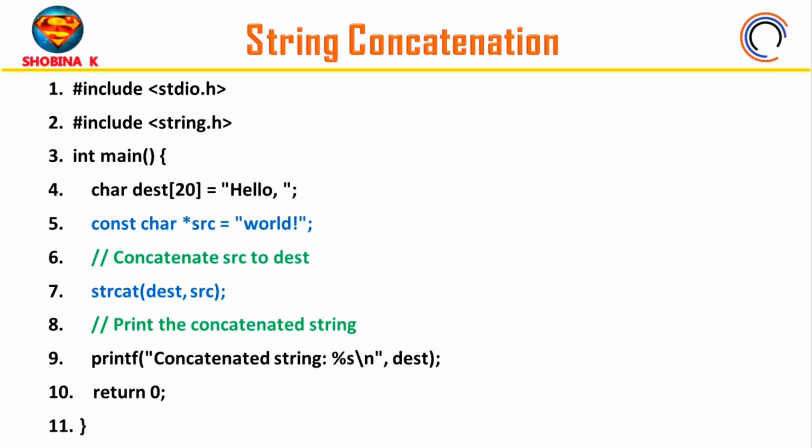The next part is concatenation. The strcat function is called here, which will concatenate the source string to the end of the destination string. The content of src will be appended to the end of dest. Then we print the results. The concatenated string stored in dest is printed using a printf statement. The format specifier %s is used to print the concatenated string, and return 0 indicates the successful completion of the program. Now let's run this code.